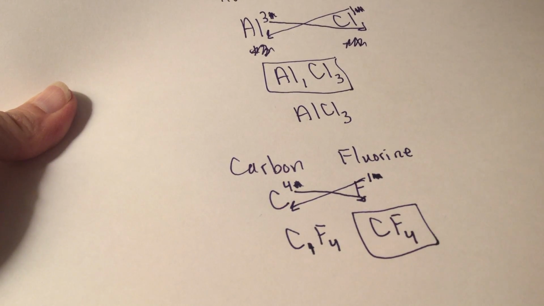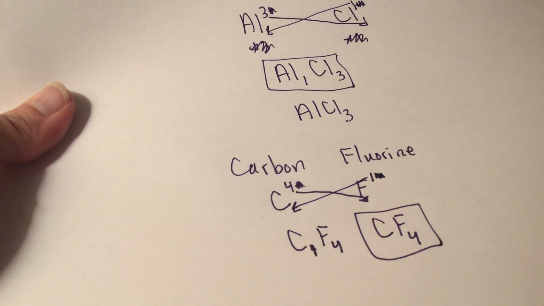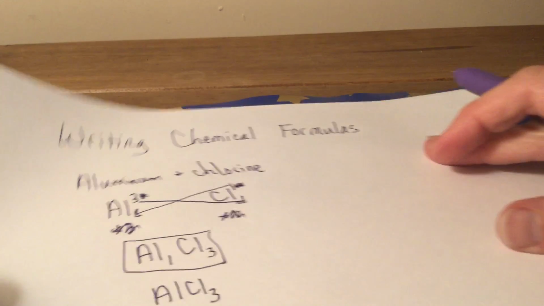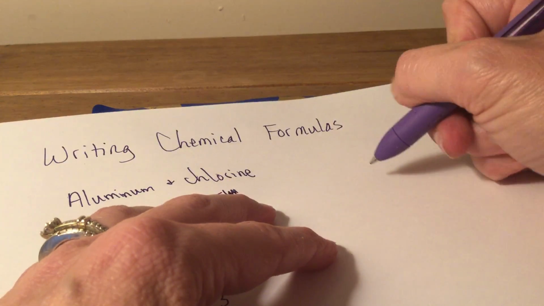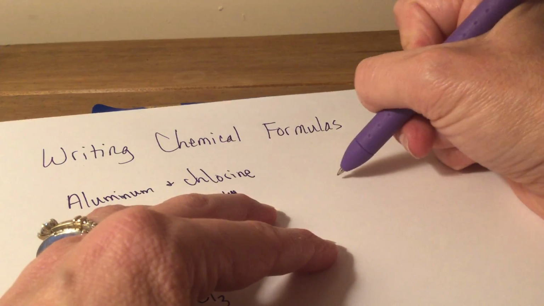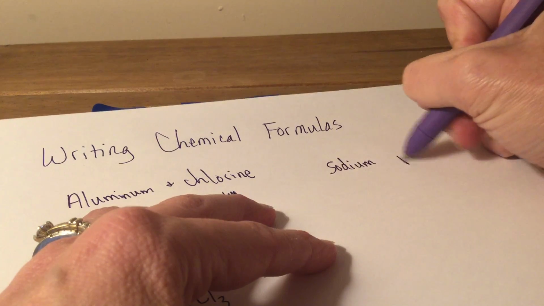Make sure we do not ever write a sign, no positives or negatives here. A compound is neutral, it has no charge. Ions have charge. What if we have one with an ion? Like, let's do sodium and the phosphate ion.